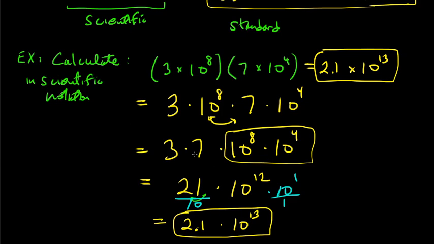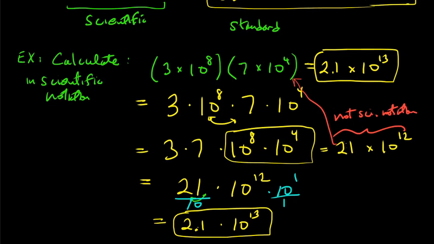Okay. So yeah, be careful not to leave the answer like this, 21 times 10 to the 12, right? Because this is not scientific notation. Okay. I mean, it is correct. It is equivalent to this number here, but it's not in scientific notation. The directions clearly say write in scientific notation.